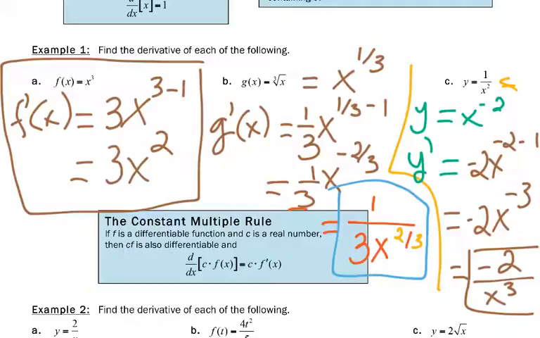So this is the shortcut, the power rule, that we can use to find the derivative of most simple functions. We don't have to use the definition of the limit. So this is nice and easy. That's the basic one.